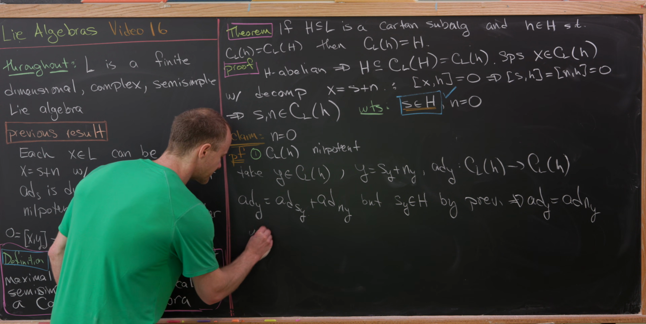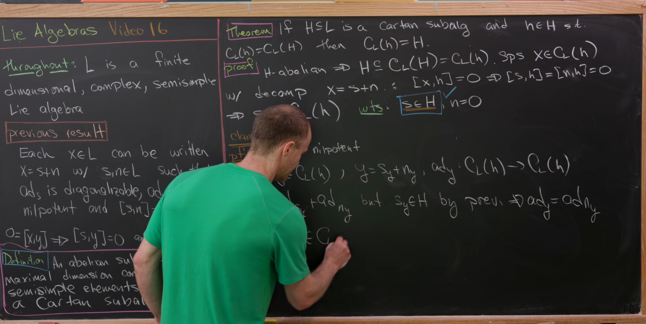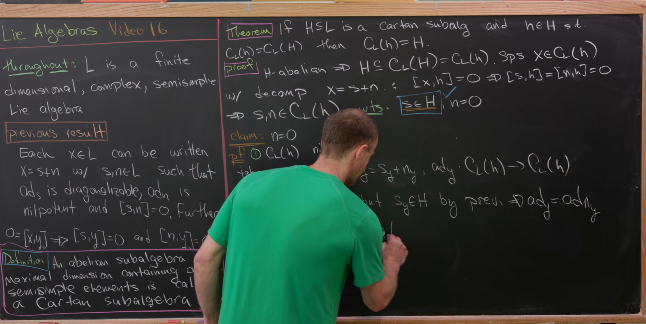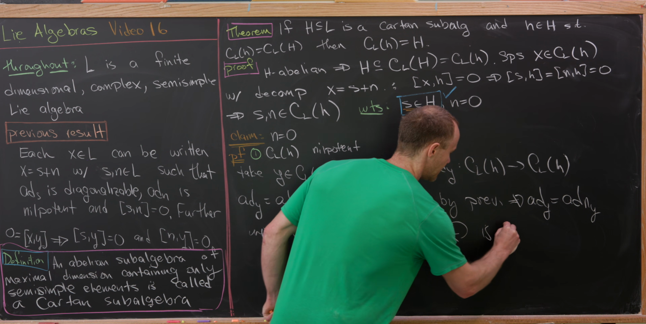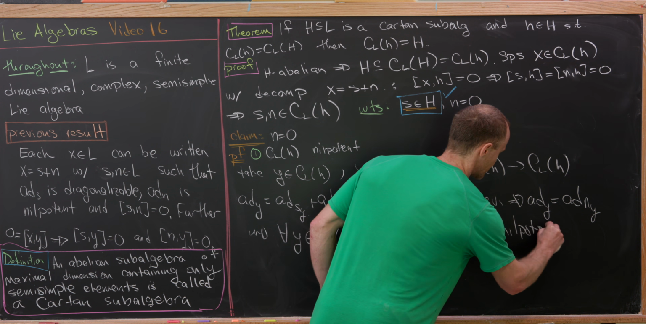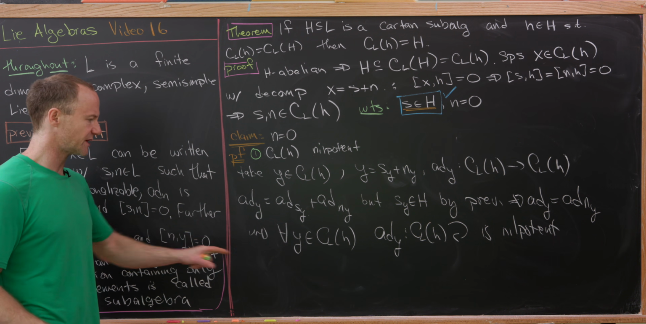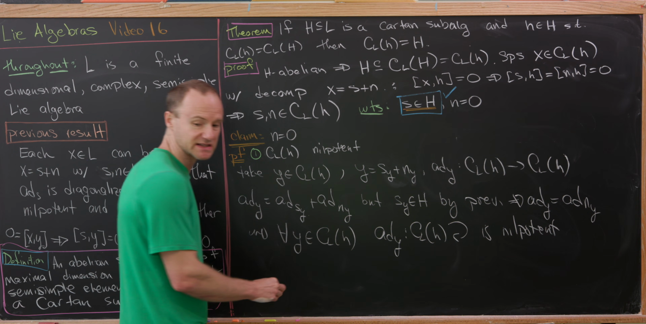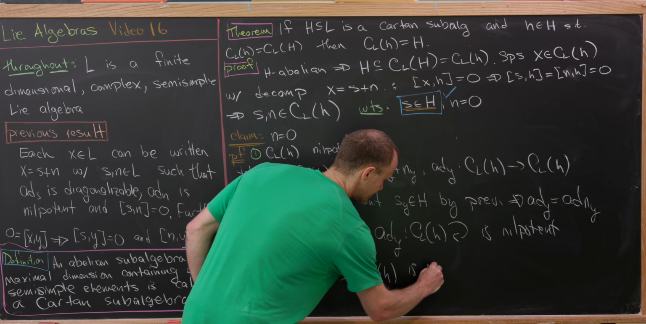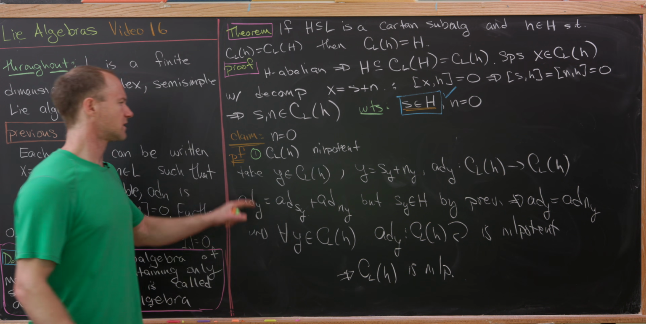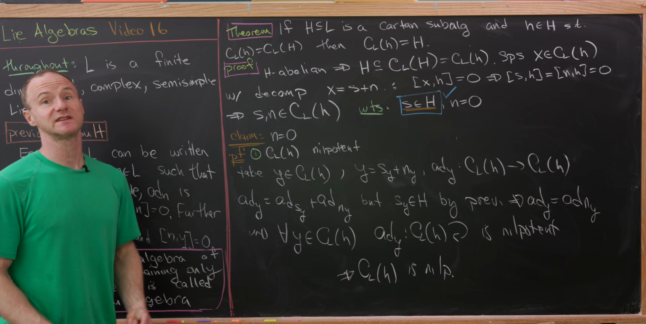But then putting this all together, for all Y inside of CLH, the adjoint action of Y from CLH back to itself is nilpotent as a linear transformation. And if this is nilpotent as a linear transformation for every element, then by Engel's theorem, CLH itself is nilpotent. But look, that's the first thing that we wanted to prove, the first of our two steps. So now let's move on to the second step.